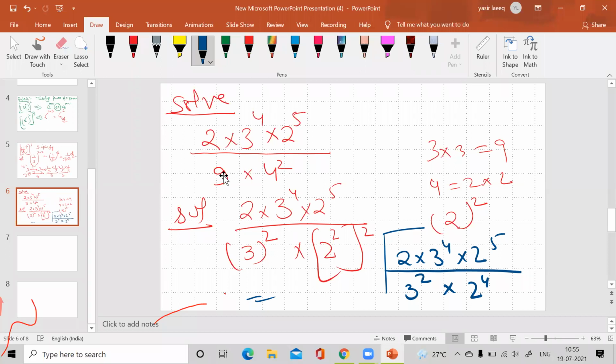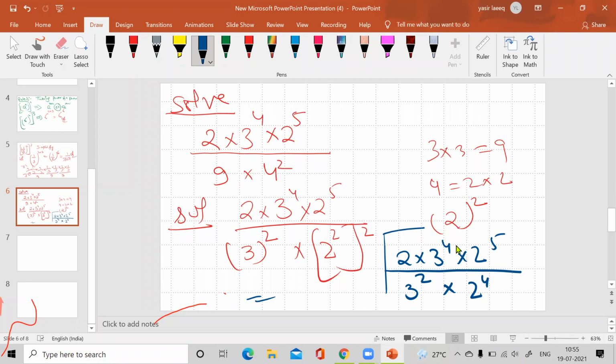Okay, so this is your 9. This 9 can be written as 3 into 3. Is it clear? This 9 can be written as 3 into 3, so we can write 3 raised to the power 2. Sir, I'm understanding 3 power 2, but I'm not understanding 2 power 4.